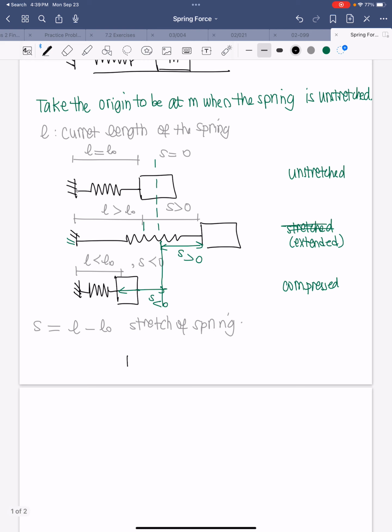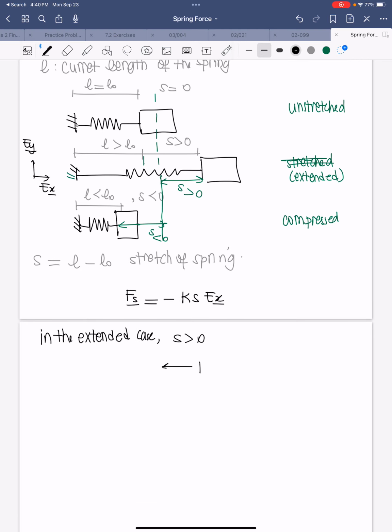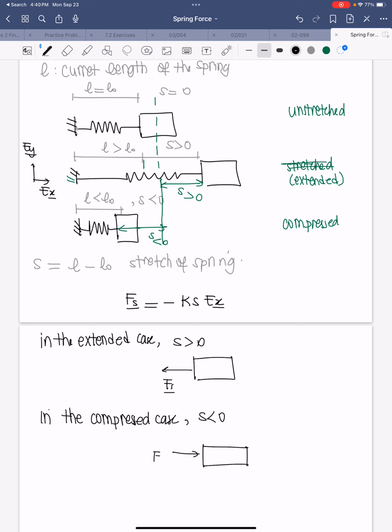So if I express the force, Fs is equal to minus Ks Ex, where this is Ex, and this is Ey, then in the extended case, S is positive and Fs points along minus Ex, like this, which makes sense. The box is gonna have a force that points like this, that is gonna seek to return the spring to its original length. In the compressed case, S is negative, so the spring force points like this. Again, it seeks to return the spring to its unstretched case.